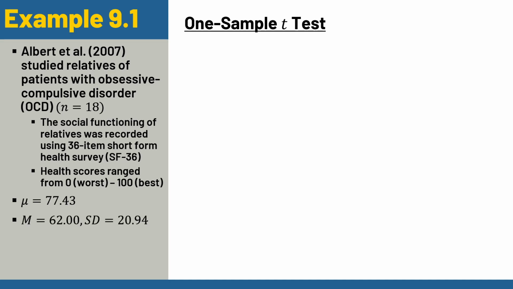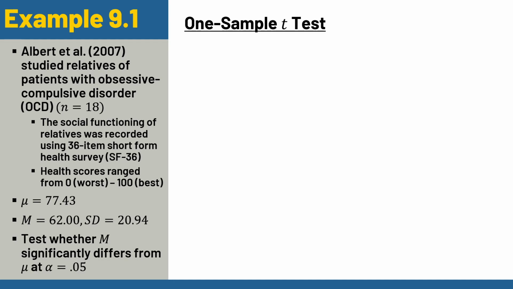As for an example, this should feel very familiar to a z-test, but nonetheless it's worth going over. We've talked about this one in the past. Let's say these people studied relatives of patients with OCD. Their sample size was 18, and they measured social functioning using this 36-item inventory. The scores range from 0 to 100, 0 being the worst, 100 being the best. The overall population mean on this inventory is 77.43. In this sample of relatives of patients with OCD, the mean was 62 and the standard deviation was 20.94.